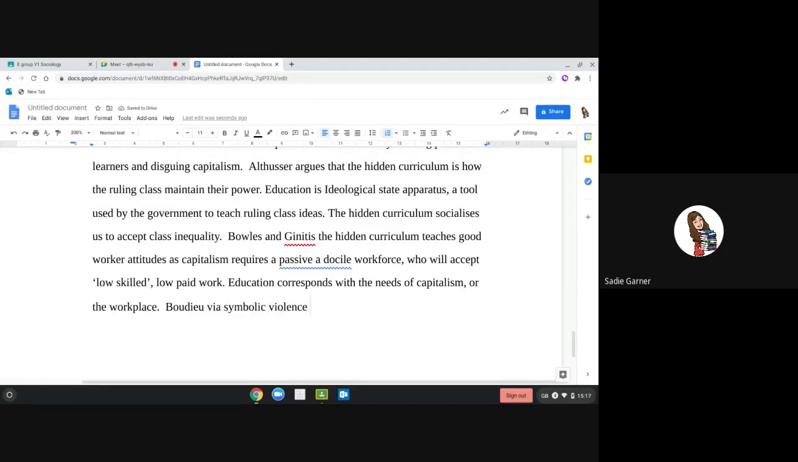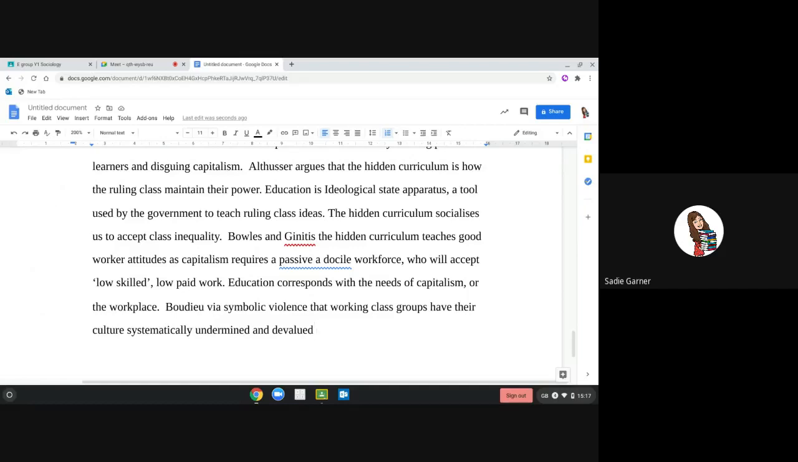So it's via symbolic violence that working class groups have their culture systematically undermined and devalued. It's via symbolic violence that working class groups have their culture systematically undermined and devalued.